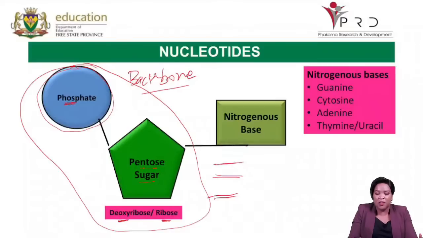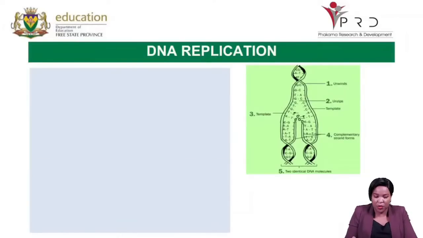So what are the names of the nitrogenous bases? We have 4 nitrogenous bases. Remember, the names are guanine, cytosine, adenine, and thymine. However, in RNA, you do not have thymine, but you have uracil instead of thymine. So where you are dealing with RNA, where you see T in the DNA, you know you are going to replace it with uracil, as we do not have thymine in RNA. So you must remember that one. So that is the basic structure of a nucleotide.